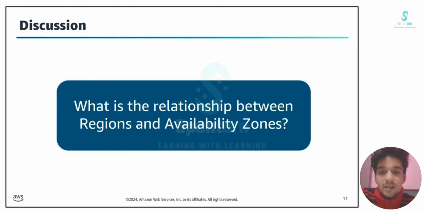So this is the particular focus we have to put. What is the relationship between regions and availability zones that I already discussed? In a particular region you have different availability zones. How many availability zones? Right now it has changed, so it is now 3. A minimum of 3 availability zones should be there in a particular region.